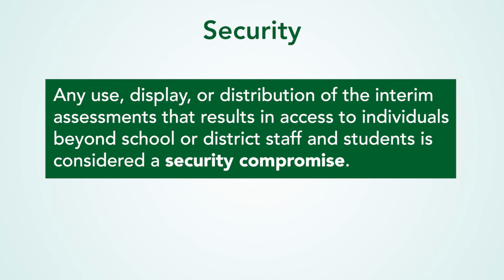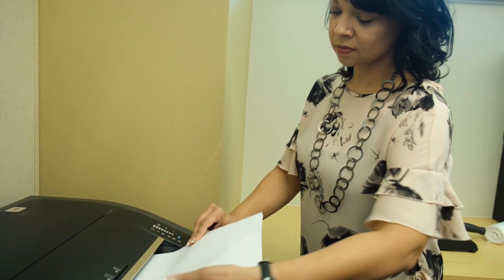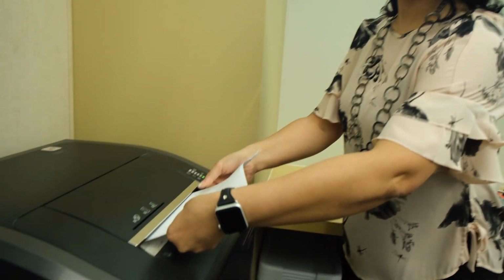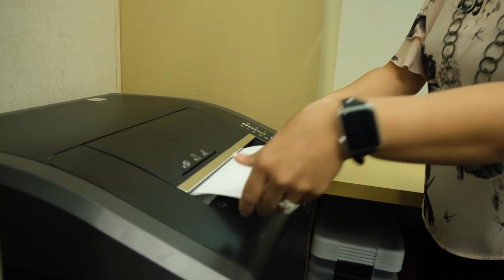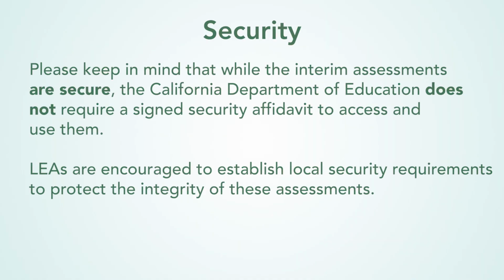If this occurs, immediate action should be taken to contain and limit the scope of the compromise by collecting and destroying any hard copy or electronic materials containing test content. The district coordinator should also notify their success agent, or CAASPP, as soon as possible. Please keep in mind that while the interim assessments are secure, the California Department of Education does not require a signed security affidavit to access and use them. However, LEAs are encouraged to establish local security requirements to protect the integrity of these assessments.